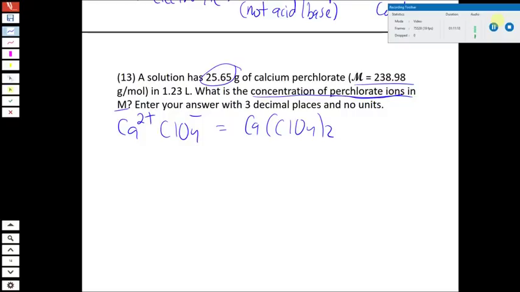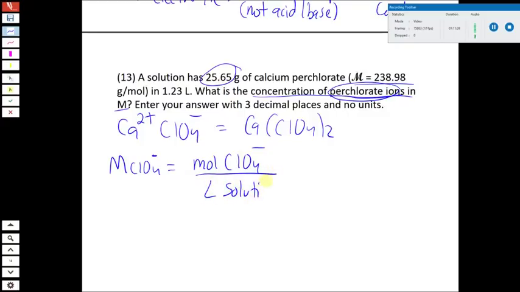So the formula is calcium perchlorate is that. And then the molarity, what we're looking for is the concentration in molarity units of ClO4 minus individually. We're looking for just the perchlorate ions, not the whole thing. So what we need to be able to solve this is the moles of perchlorate, moles of ClO4 minus, and the liters of solution that we made. Remember, molarity is always defined as moles per liter, so in this case we need to make sure we use the correct unit in the denominator.